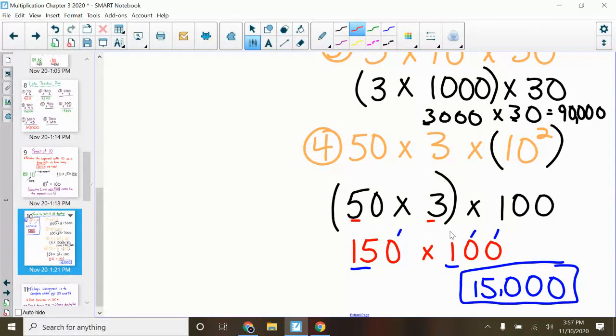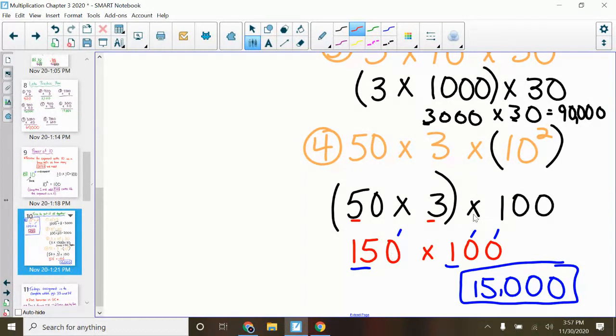So when I do 50 times 3, this goes back to how I do that mental math. I multiply the numbers that are not 0 first. So 5 times 3 gives me 15. And there's only 1 zero in this problem. So that 1 zero goes down here into my answer. That's where I got 150.